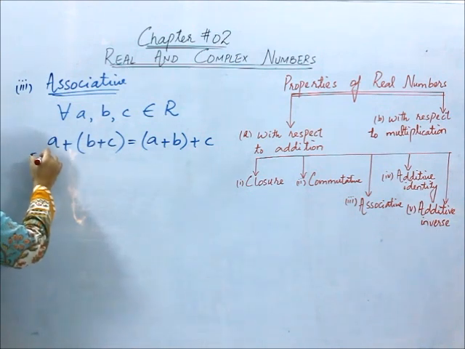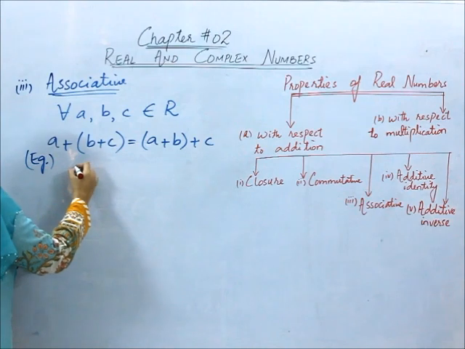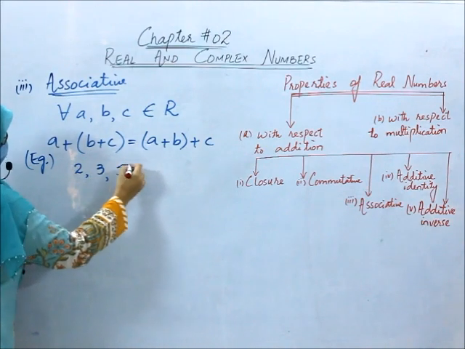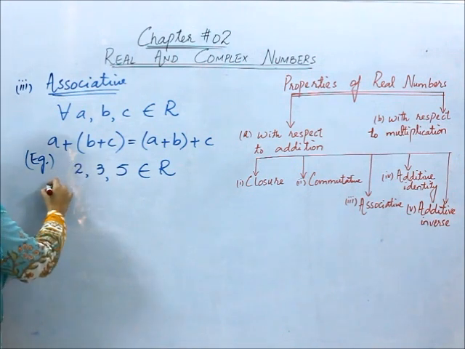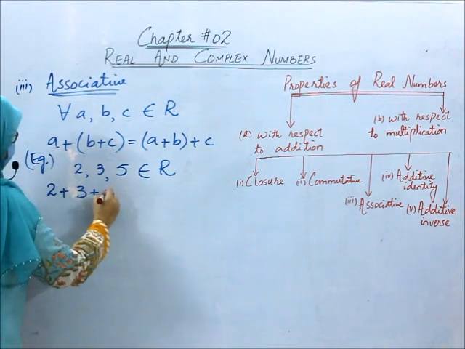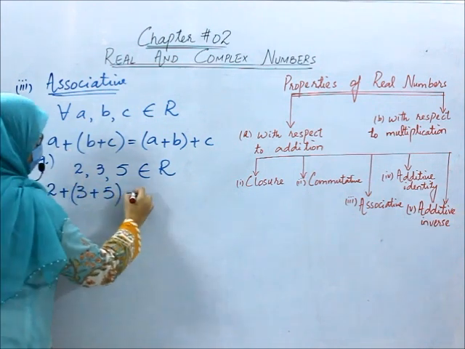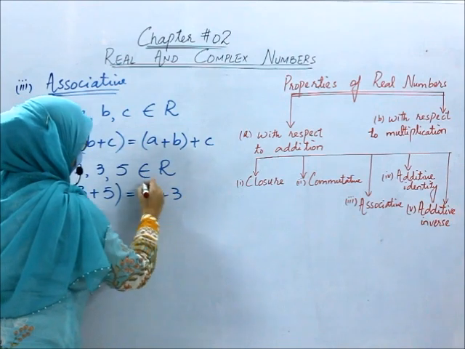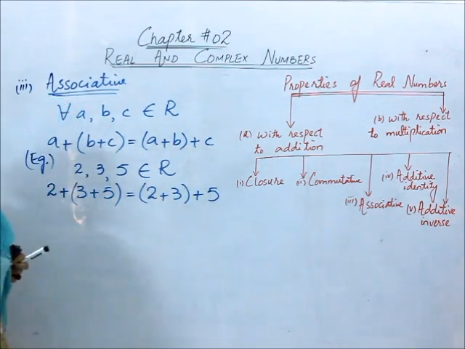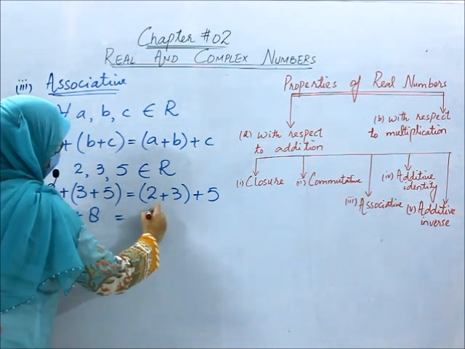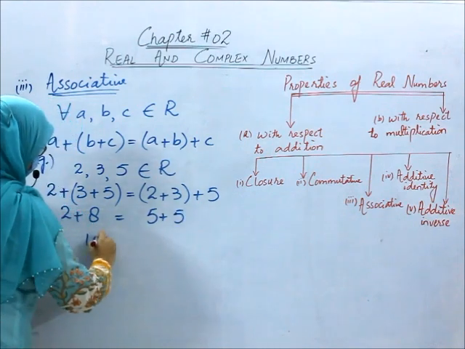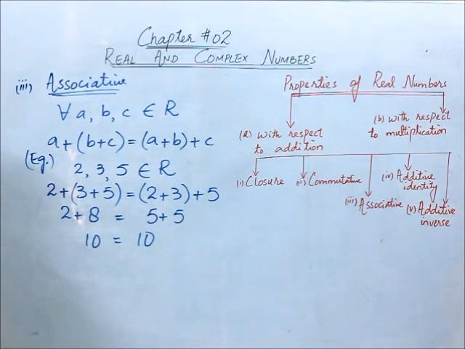For example, if you have any three real numbers 2, 3, 5 which belong to the set of real numbers. Now this property says if we add 2 plus 3 plus 5, if we add 3 plus 5 at first or if we add 2 plus 3 at first, our answer would remain the same on both sides. Let us check our answer. 2 plus 8 here, 5 plus 5. So left hand side is equal to the right hand side. So this is the associative property. This is a very simple property. Let us see the fourth property.